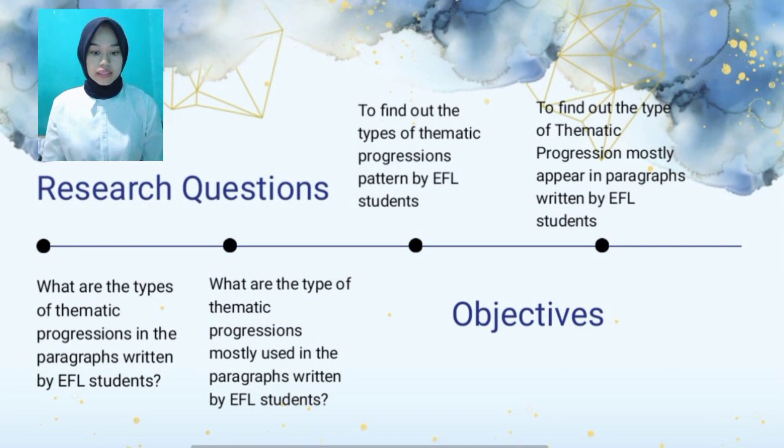Next is research question and objective. The research questions of this research are, first, what are the types of thematic progression in paragraphs written by EFL students? Second, what are the types of thematic progression mostly used in the paragraphs written by EFL students? The objective of this research is to find out the types of thematic progression patterns used by EFL students and to find out the type of thematic progression that mostly appears in paragraphs written by EFL students.